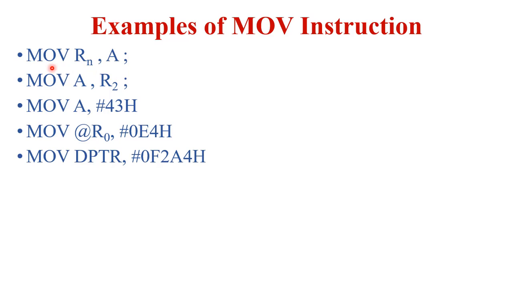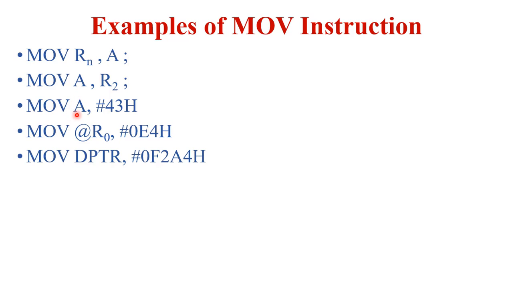First example is MOV Rn, A. Here A is the accumulator register. Rn is a particular register of a particular register bank. So this instruction tells us to move or copy the data from the accumulator register to the Rn register. Now next is the reverse of the first instruction. In the instruction MOV A, R2, the source location is a particular register and the destination location is the accumulator register. So this instruction tells us to copy or move the data of the R2 register into the accumulator register.